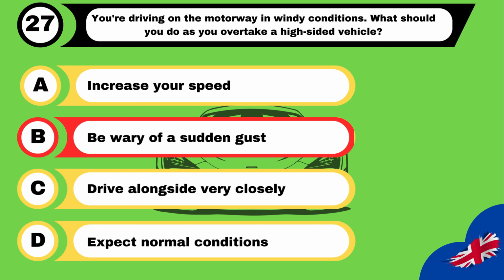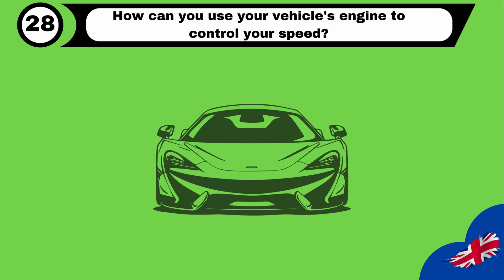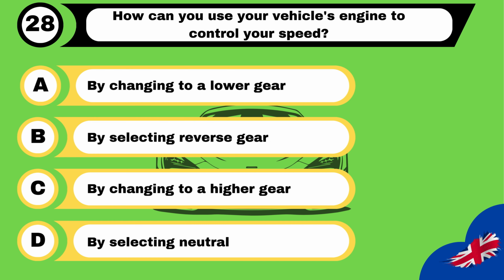The answer is B. Be wary of a sudden gust. Question 28. How can you use your vehicle's engine to control your speed? A. By changing to a lower gear. B. By selecting reverse gear. C. By changing to a higher gear. D. By selecting neutral.